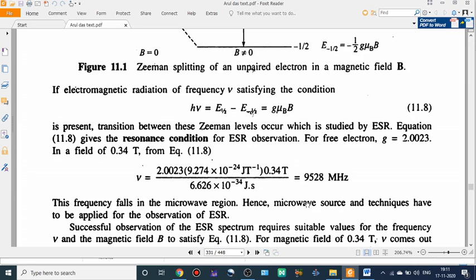I think you got the basic idea behind ESR or EPR and the principles of ESR.